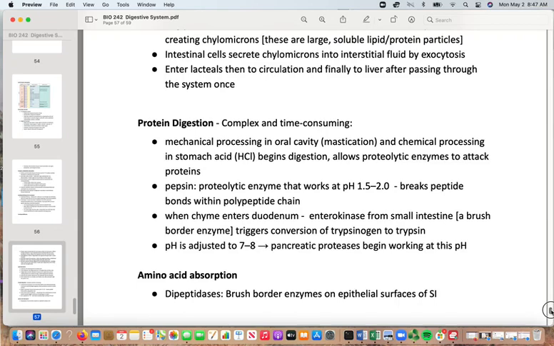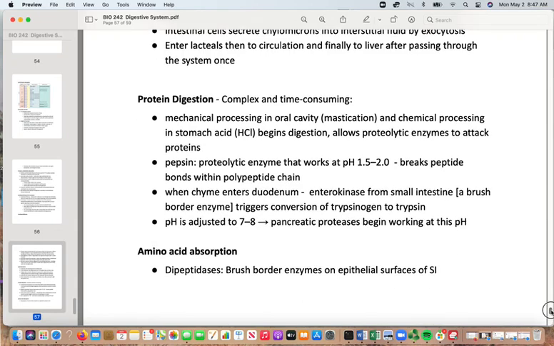The protein digestion, this is more complex and time-consuming. It mechanically starts in the oral cavity, then in the stomach, with the hydrochloric acid beginning it, starting some proteolytic enzymes. Pepsin is going to work on it. When chyme enters into the duodenum, your enterokinase from the small intestine will trigger the conversion of trypsinogen to trypsin. And then your pH gets adjusted to 7 to 8, and your proteases begin to work.